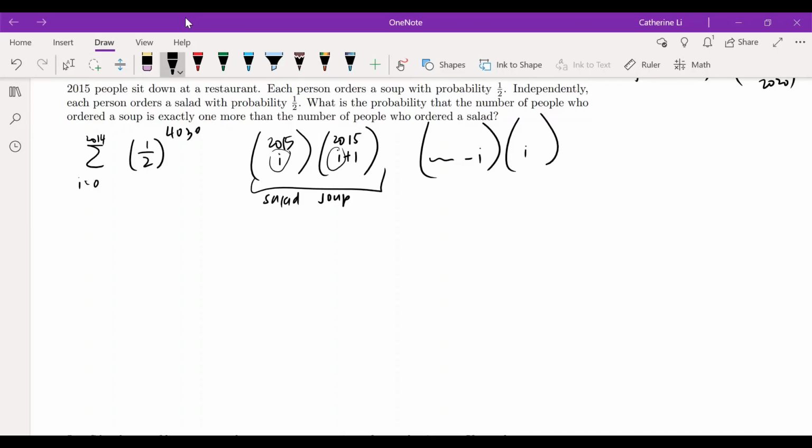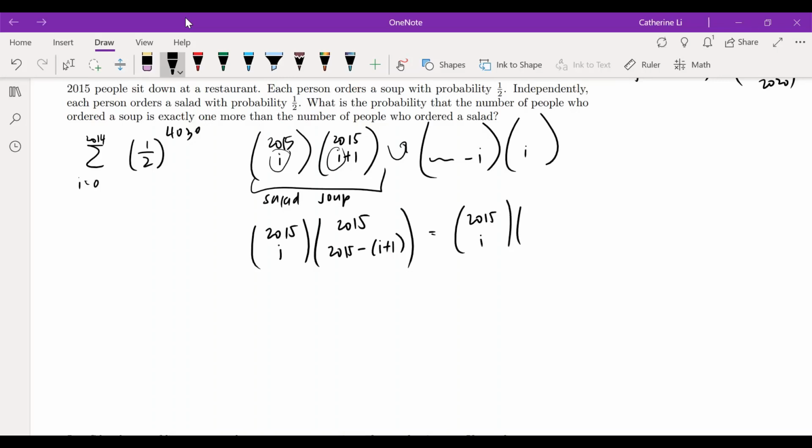So the way that we can get this to this state is by doing 2015 choose I times 2015 choose 2015 minus I plus 1. And this is obviously equal. So if we write this out, we have 2015 choose I times 2015 choose 2014 minus I. So now we're choosing I plus 2014 minus I things total.